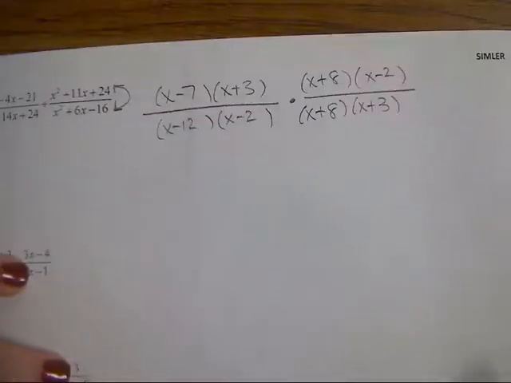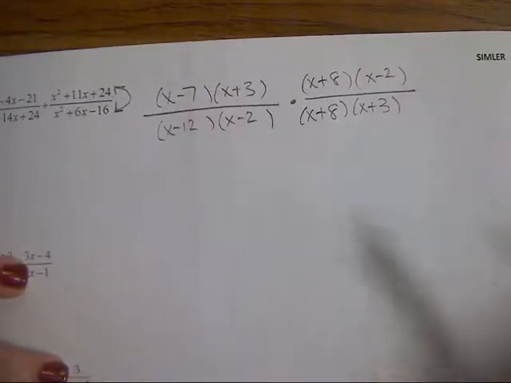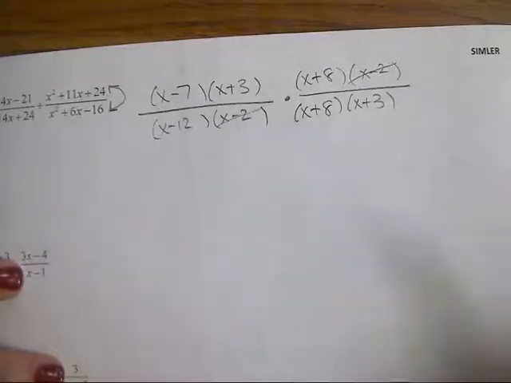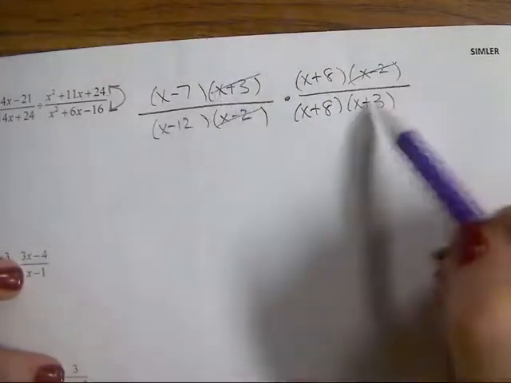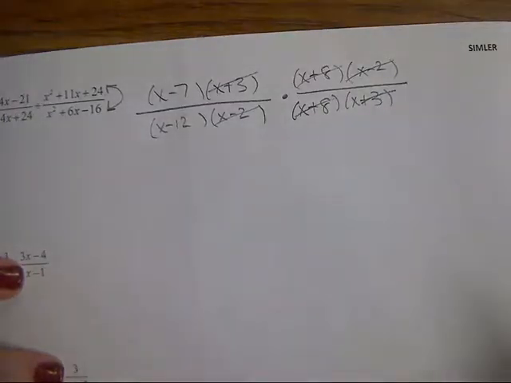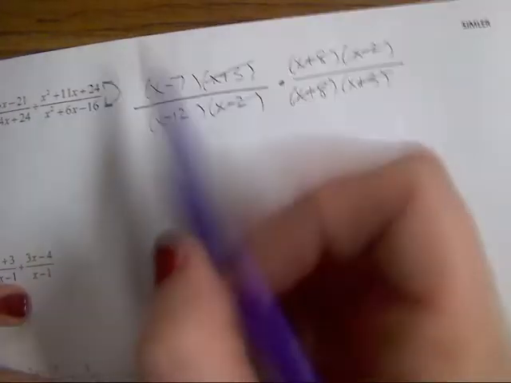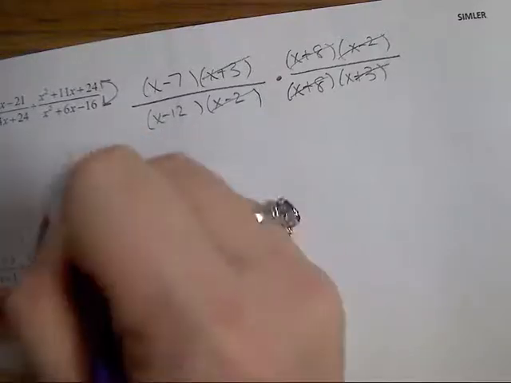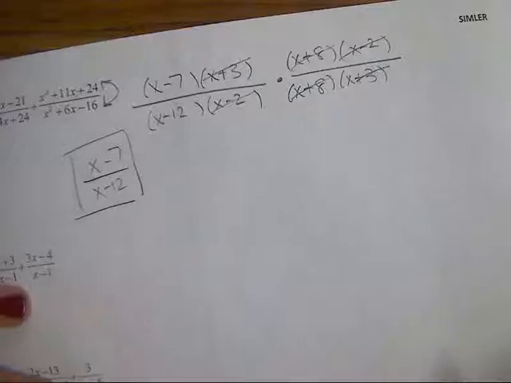Okay, a lot of factoring. But I bet you we can cancel stuff out as well. So I see x minus 2 gets to cancel. I see x plus 3 gets to cancel. And look at that, and x plus 8. So almost everything cancels out. I'm only left with x minus 7 over x minus 12 as my final answer.